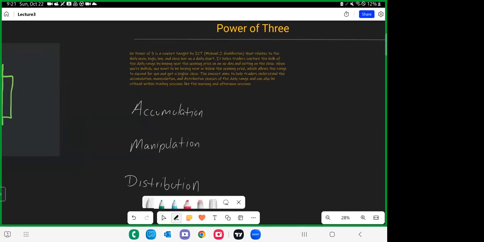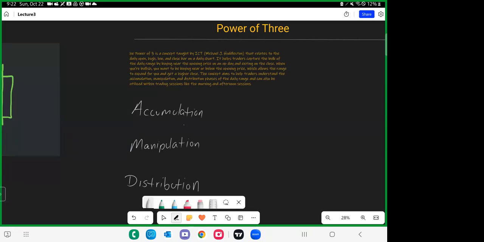All right. So the power of three, of course, is a concept taught by ICT that relates to the daily open, high, low, and close bar on the daily chart. All right. Now, of course, this is not just subject to a daily chart. All right, but this helps traders capture the bulk of the range by buying near the opening price on an update and exiting on the close. When you're bullish, you want to be buying near or below the opening price, which allows the range to expand. Right, that's that distribution for us, and then we get a higher close.